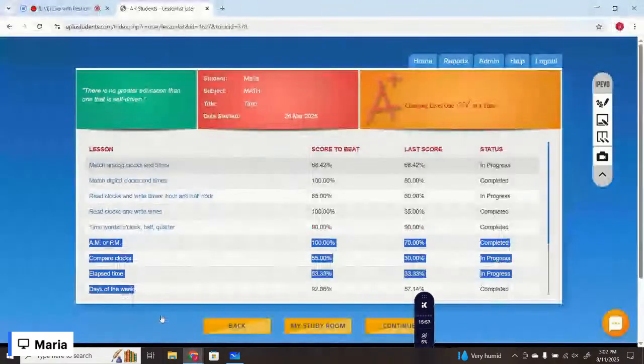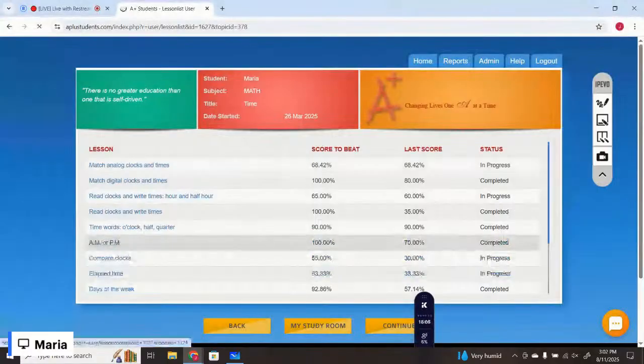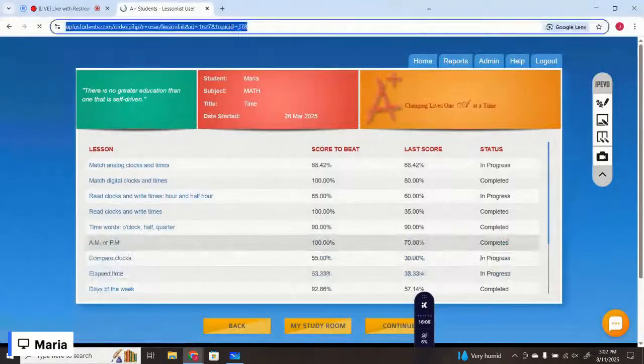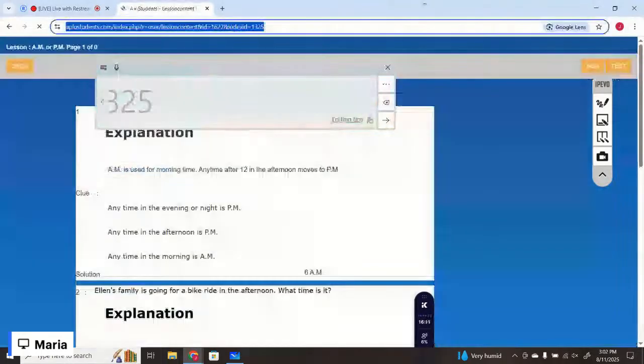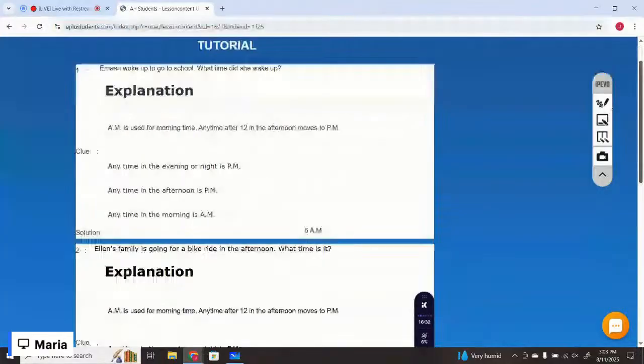So here I'm on grade 2 math. The chapter we're on right now is time. Let's just start with the lesson, that is AM or PM. Iman woke up to go to school. What time did she wake up?